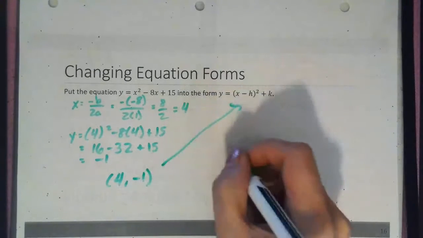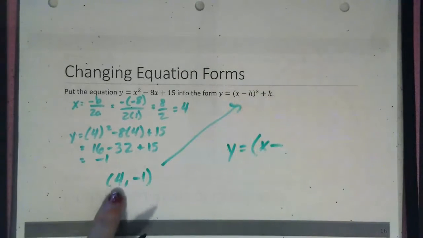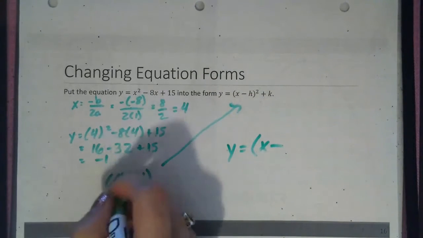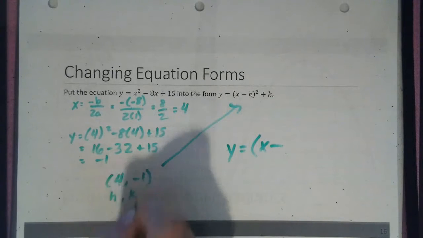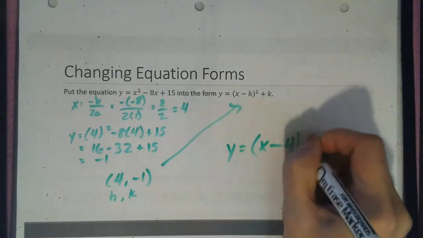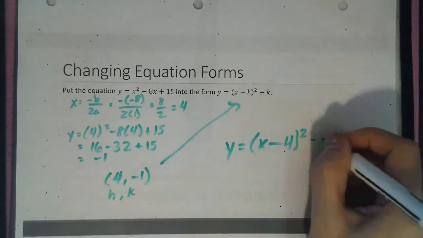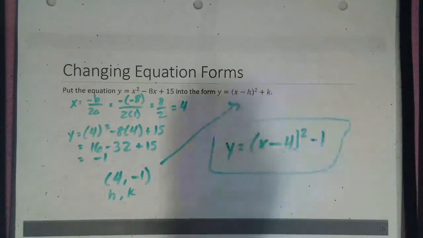I'm going to plug that in. Y is equal to x minus, remember that my vertex is written as h comma k, so I need to subtract 4. That's squared, plus my k value, so plus a negative 1 makes it a minus 1.